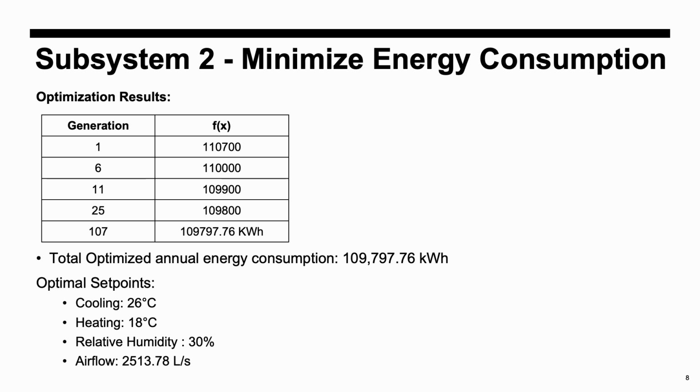We achieved a minimum energy use of approximately 109,798 kilowatt hours. Optimal set points were at their bounds: 26 degrees Celsius for cooling, 18 for heating, and 30% RH, with around 2514 liters per second of airflow. This shows the optimizer favored the energy saving extremes.